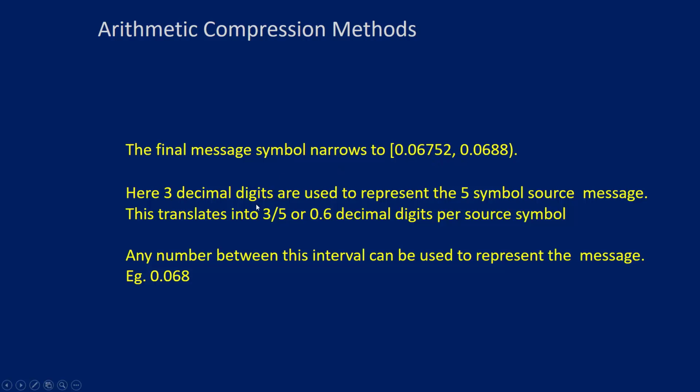So here 3 decimal digits are used to represent the 5 symbol source message. This translates into 3 by 5, or 0.6, decimal digits per source symbol.